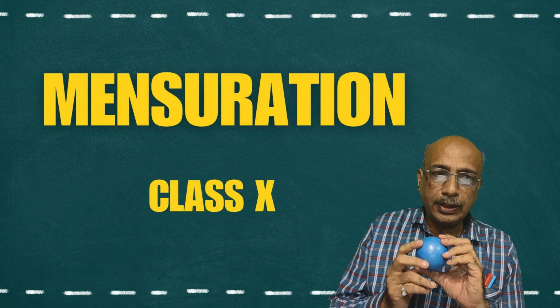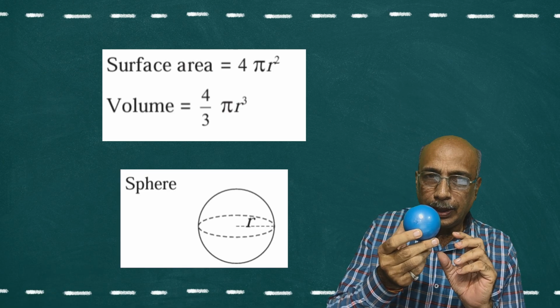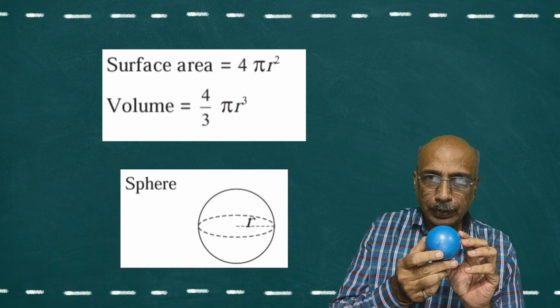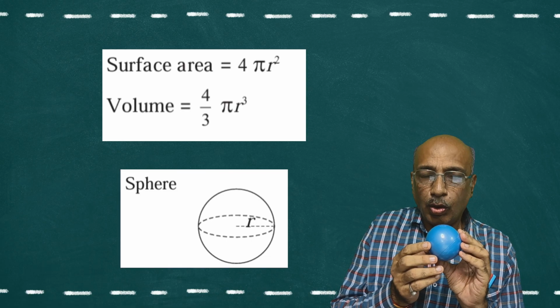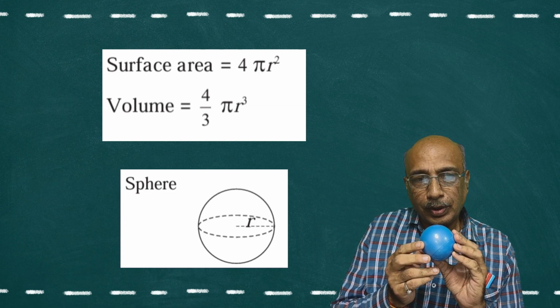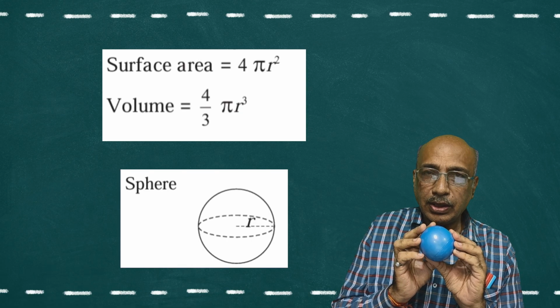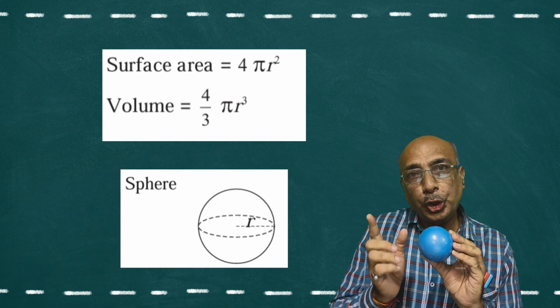Next object is the sphere. Sphere, you know, a ball. It is round in shape. So the surface area of a sphere is 4 pi r square. And the volume of this is 4 by 3 pi r cube.